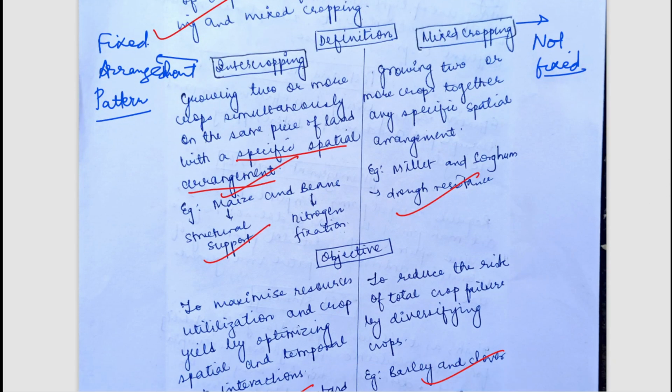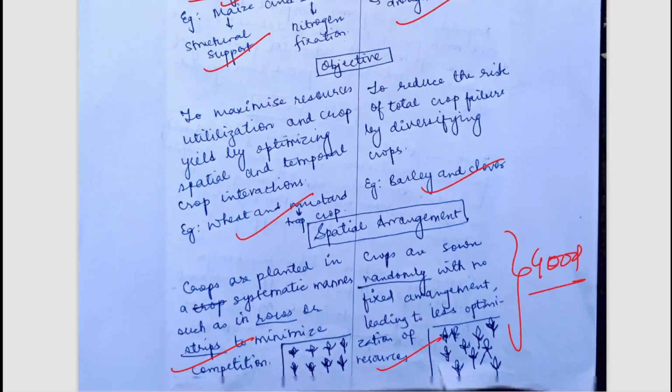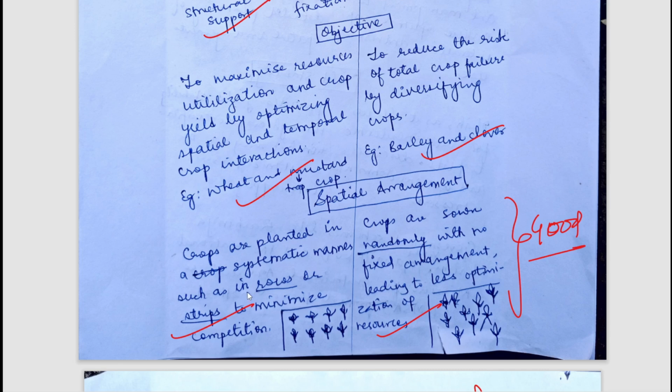The examples are nicely written. And here you can see the basic difference has been mentioned, that crops are planted in a systematic manner. Suppose we are cropping wheat and mustard, so there will be two rows of wheat, then one row of mustard, or two rows of mustard. So it will be systematic. But in mixed cropping, it is not systematic. It is random. Here the seeds are mixed and broadcasted.